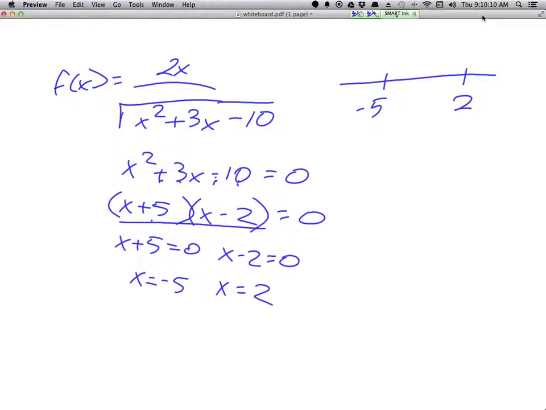Negative. Don't think about the actual number, just negative or positive. On this one, a negative and a negative is positive, which means that section is positive. Between -5 and 2, we better be picking 0. So 0 in the first one, 0 in the second one, which means I am negative. Then let's pick 3. 3 in the first one, positive. 3 in the second one, positive, which means I am positive.